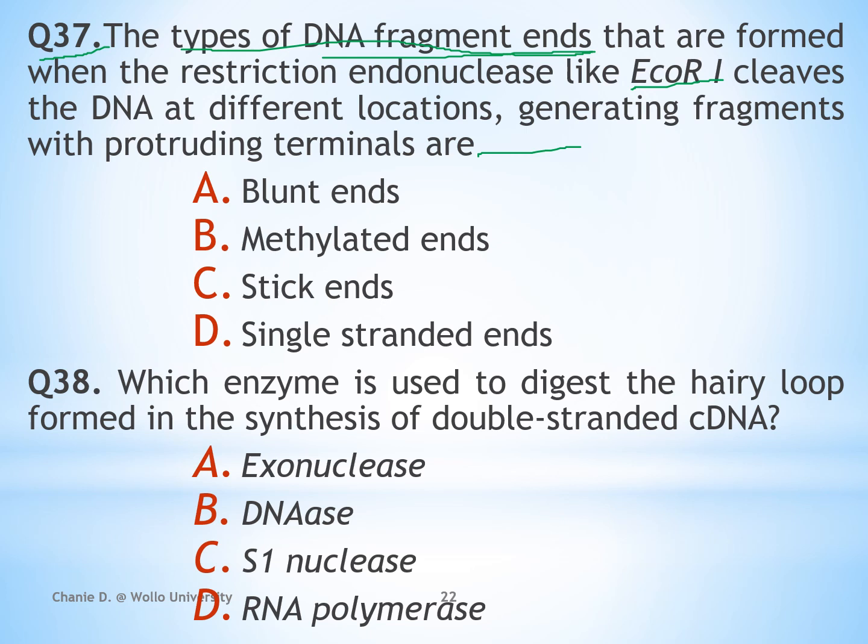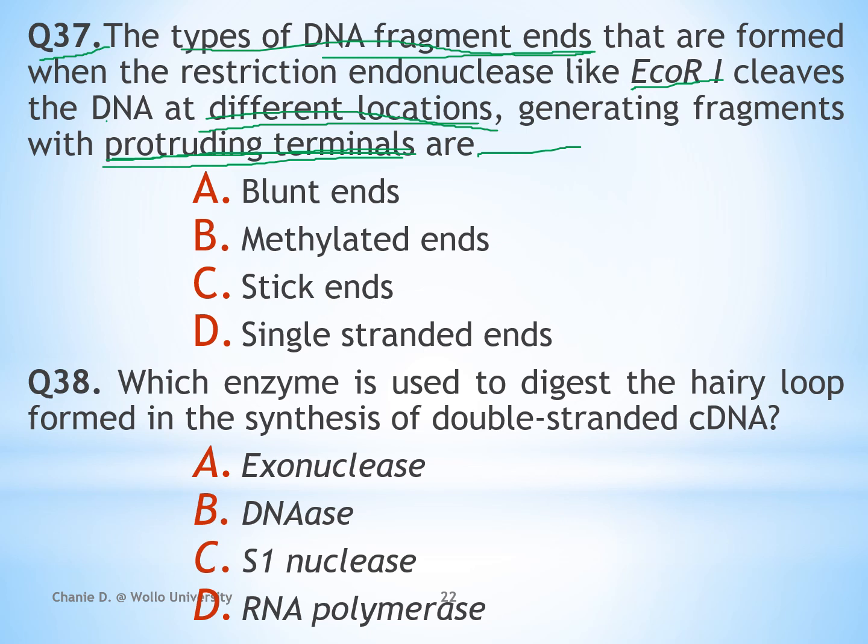That are formed when the restriction endonuclease, like EcoRI, cleaves the DNA at different locations. The second keyword is at different locations, meaning the enzyme cuts at different locations. Protruding terminal is another keyword, and it is an important phrase. DNA fragment ends at different locations and protruding terminals are indicators for the answer.